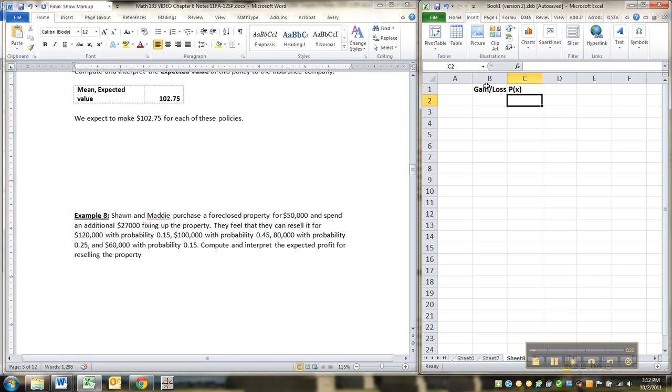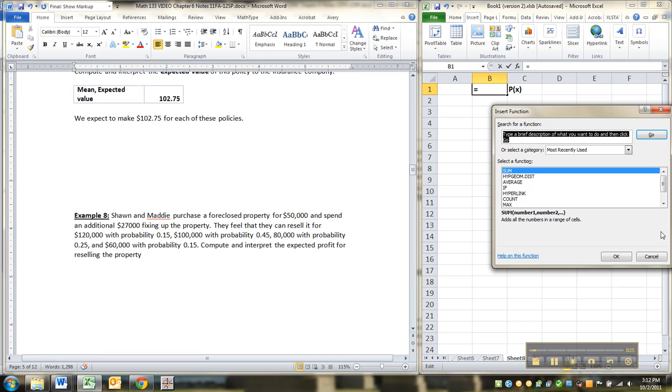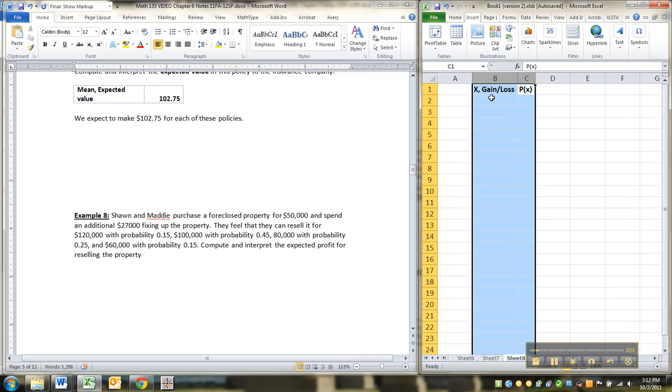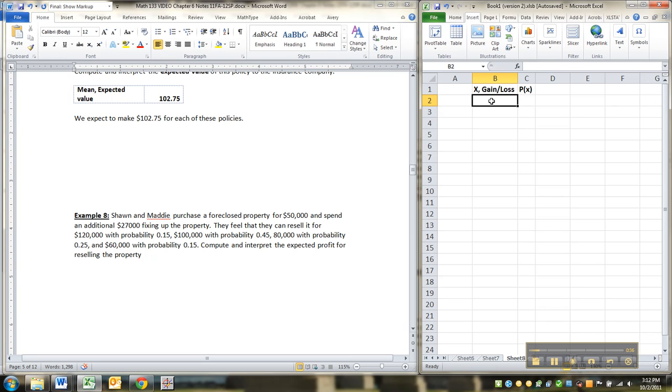The probability, and we have our different prices. So we have different probabilities and different prices. Now, if they feel they can resell it for $120,000, that's a $120,000 gain, right? But they've put $50,000 to buy it plus $27,000 to fix it up, for a total of $77,000 that they've sunk into this place. So that would give them a profit of $120,000 take away $77,000, which is only $43,000. And the chances of that are 0.15.